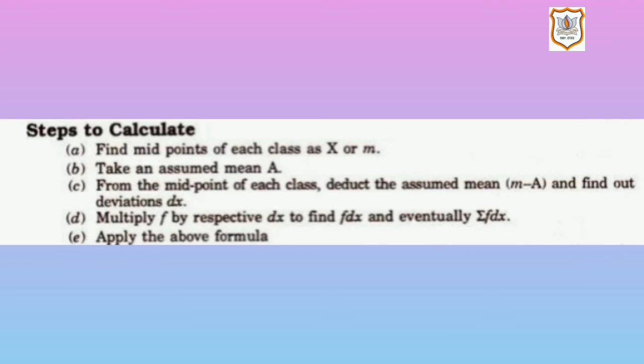Now let's have a look at the steps to calculate. First, find midpoints of each class as x or m. Second step, take an assumed mean as a. Third step, from the midpoint of each class, deduct the assumed mean, that is m minus a, and find out deviations dx. Deviations you can also call d or dx, both. Fourth step, multiply f, that is frequency, by respective dx to find f dx and eventually sigma f dx. Sigma means sum of column f dx. Last, apply the above formula. So let's solve the sum and be more clear about the shortcut method.